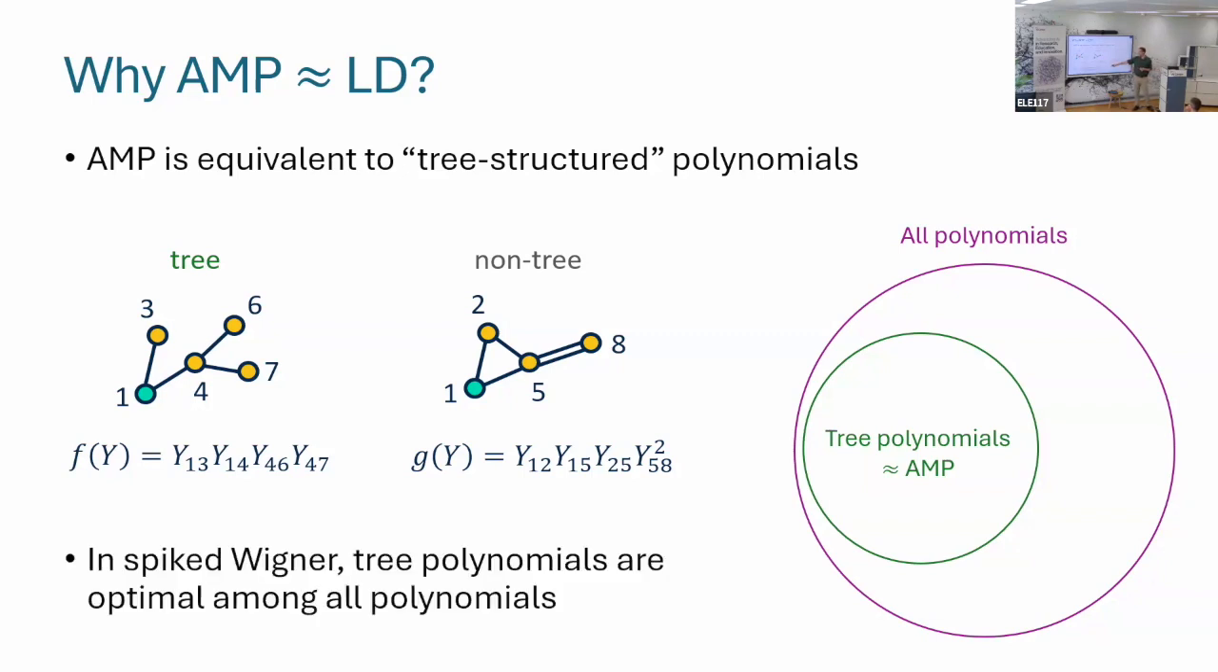Furthermore, in the spiked Wigner model, we're able to show that tree polynomials are all you need. The mean squared error you get from the best tree polynomial is the same asymptotically as the best you get from any polynomial of that same degree. That part's very specific to the spiked Wigner model, and much of the core of the proof is there, but in the interest of time, I don't think I can say much more about that.